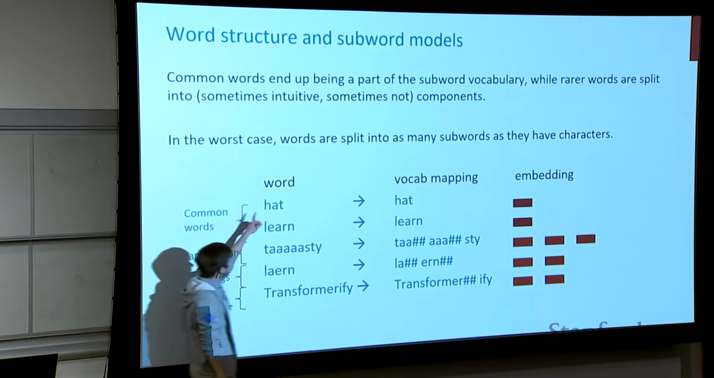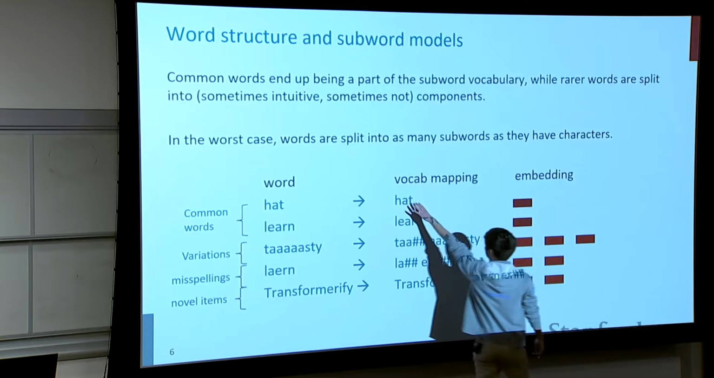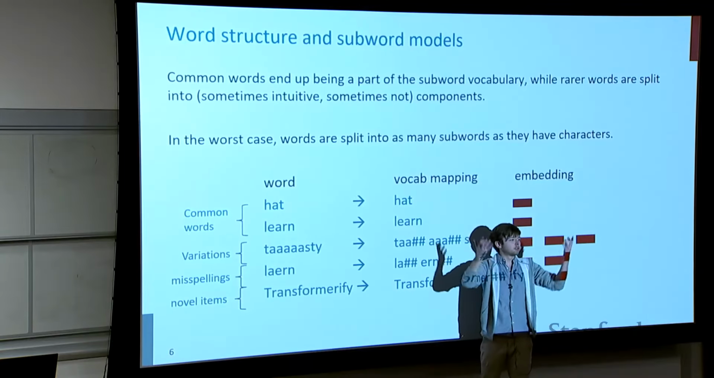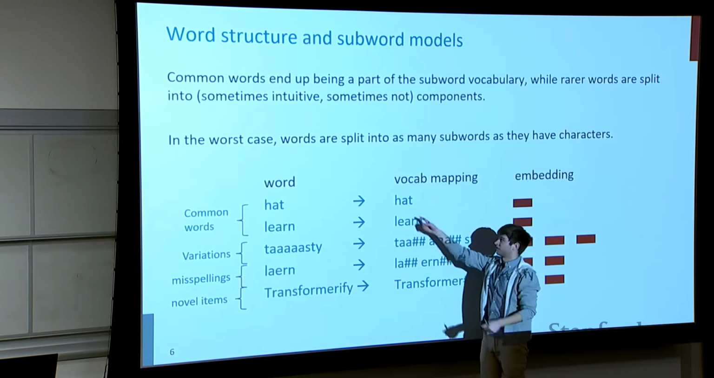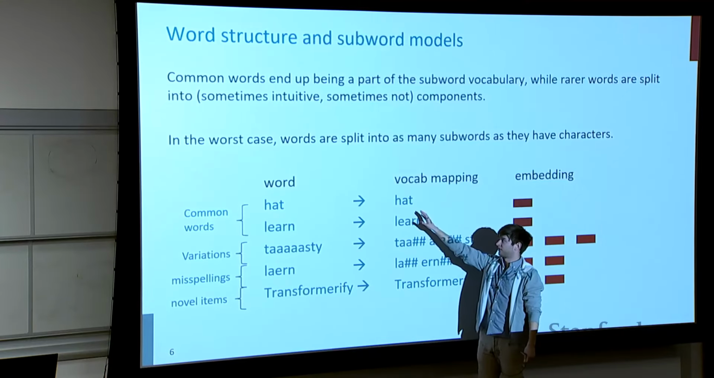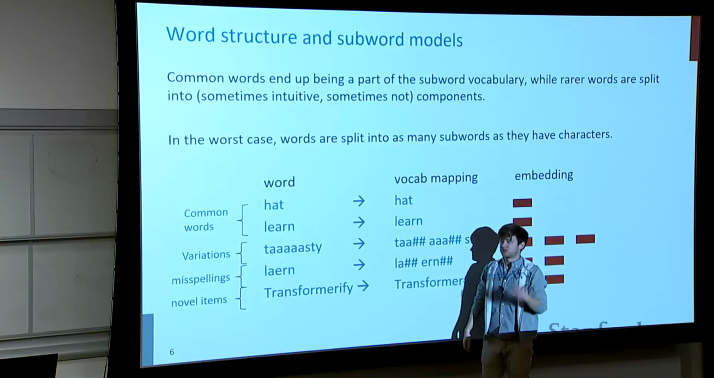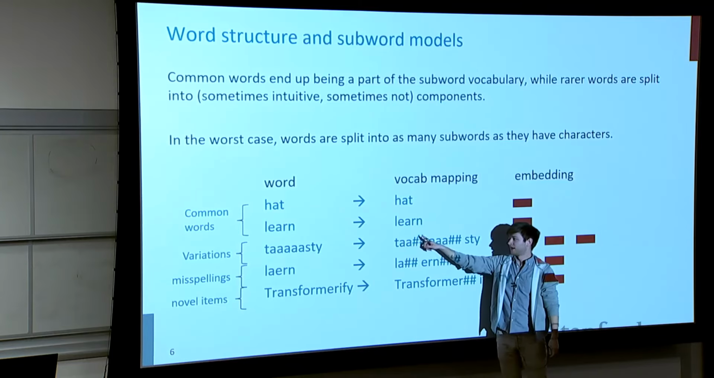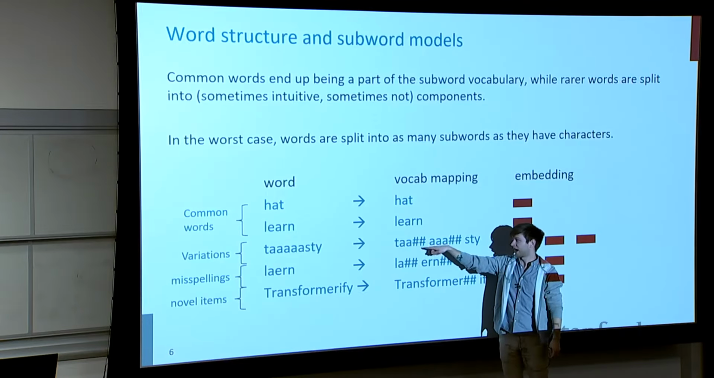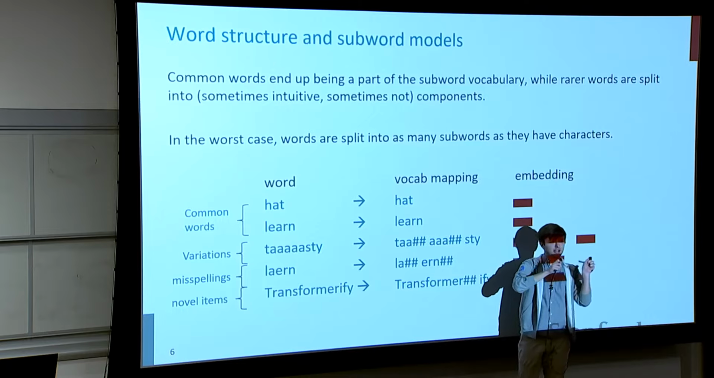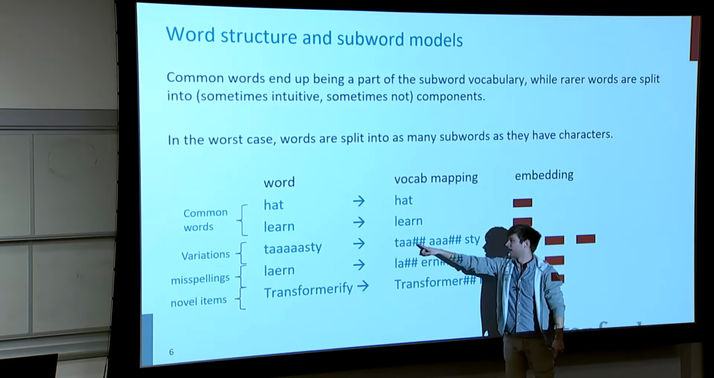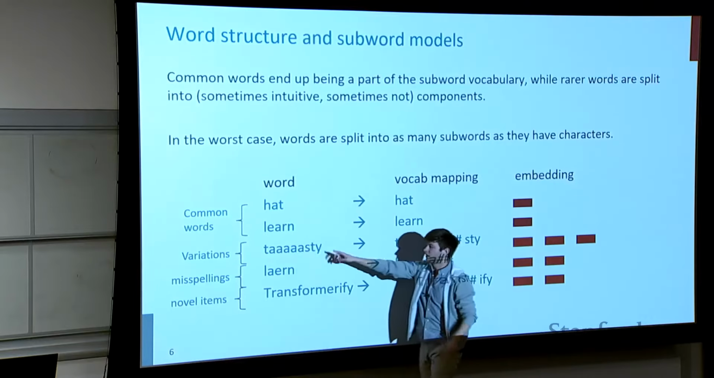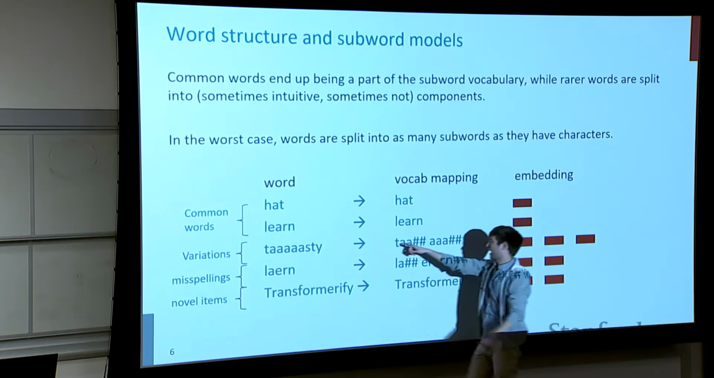So now we have hat and learn. In our subword vocabulary, hat and learn showed up enough that they're their own individual words. So that's good, right? Simple common words show up as a word in your vocabulary just like you'd like them to. But now tasty maybe gets split into TAA. And then maybe in some cases, this hash means don't add a space next, right? So TAA and then AAA and then STY.